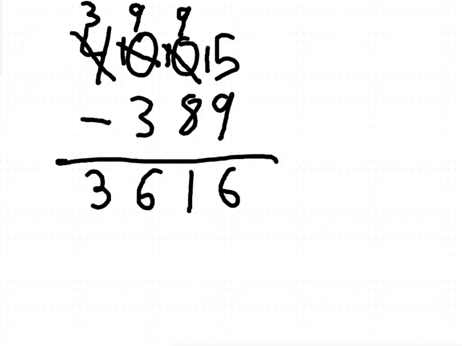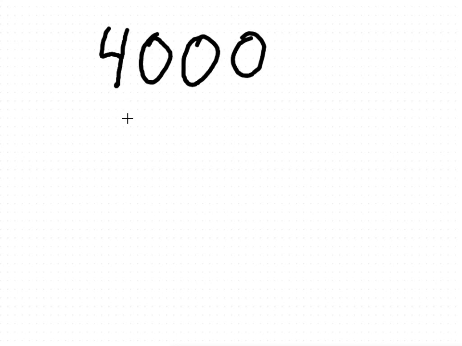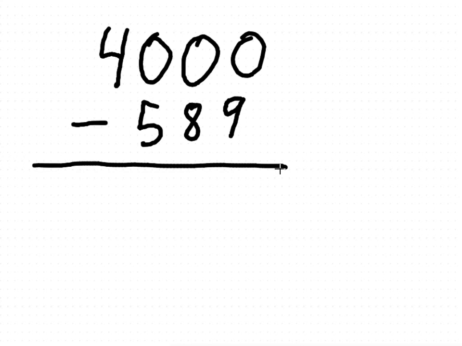Now, what if we have even a little bit more, just one more 0? No big deal. Let's say we have 4,000 minus 589. Well, I want to borrow, but I can't borrow from this 0. I can't borrow from here, so I have to go all the way to here. I make this a 3.